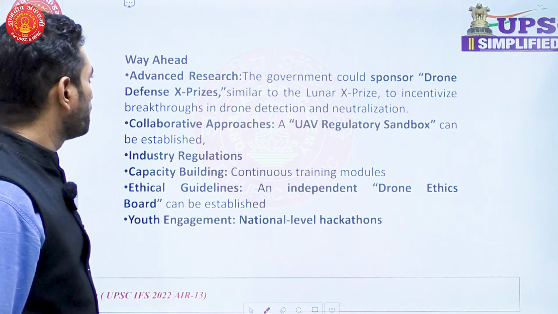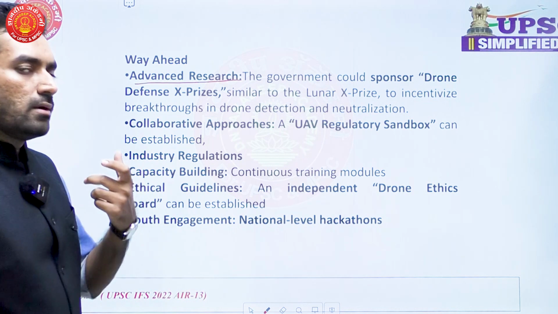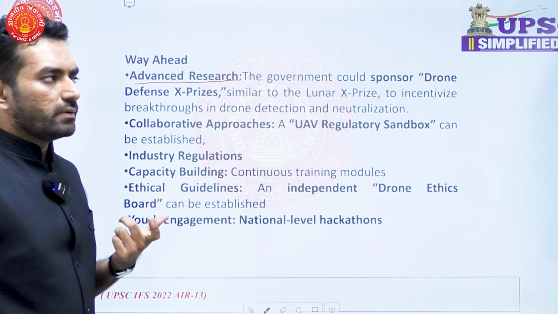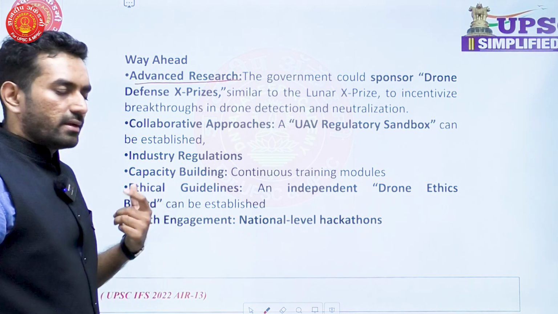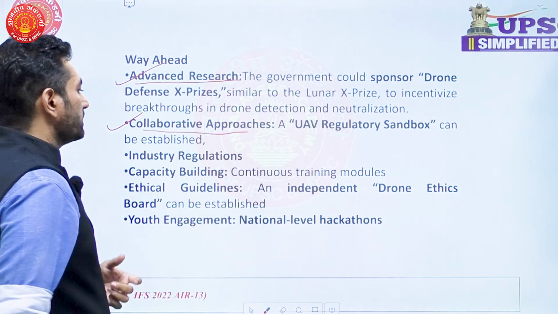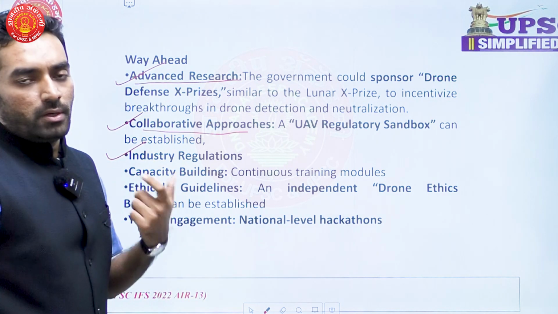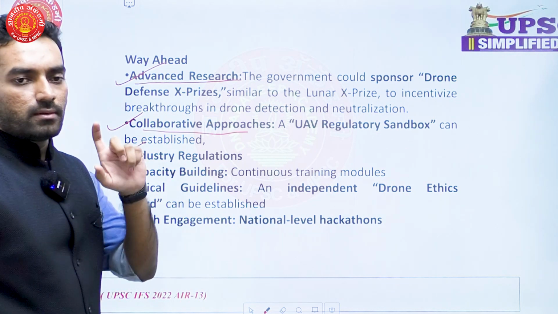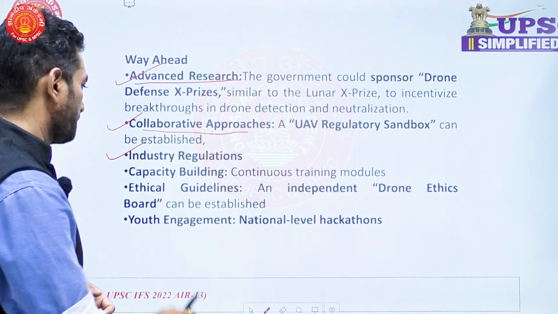So what is the way forward? Advanced research needs to be carried out. The government can sponsor a prize or conduct competitions for better development of UAV technology, like the Drone Defense X Prize, similar to the Lunar X Prize. Secondly, a collaborative approach, like a UAV regulatory sandbox, can be established by the government. Next, industrial regulations related to UAVs need to be developed, and better coordination of industry, government, research agencies and common people can be achieved through this.